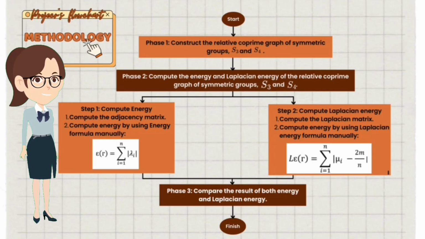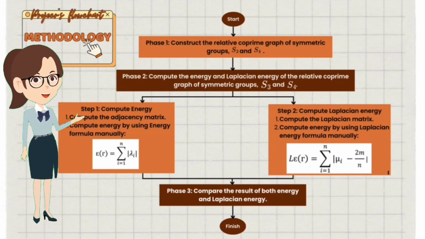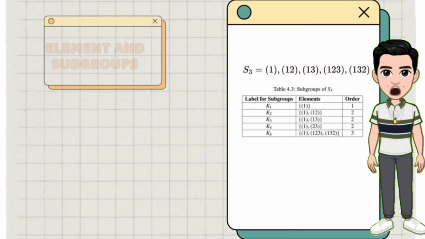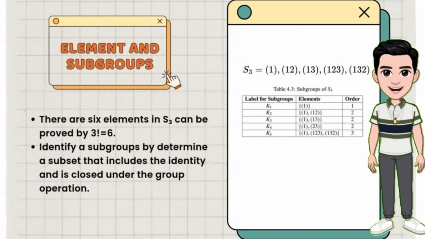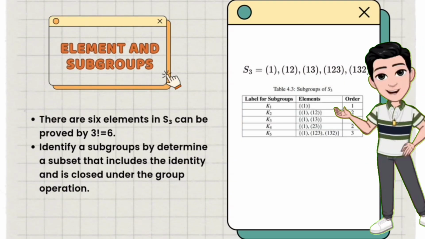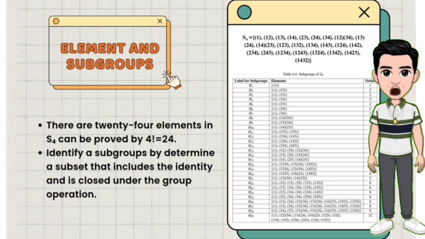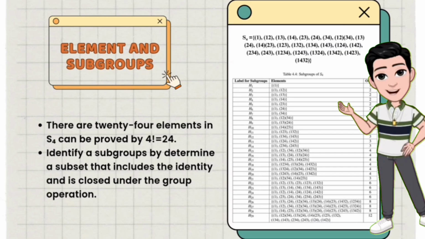This is our project flowchart. It consists of 3 phases. In phase 2, there are 2 steps. First, finding the energy, and second, finding the Laplacian energy. This table shows 6 elements in S3, which can be proved by 3 factorial equal to 6. And this table shows 24 elements in S4, which can be proved by 4 factorial equal to 24.